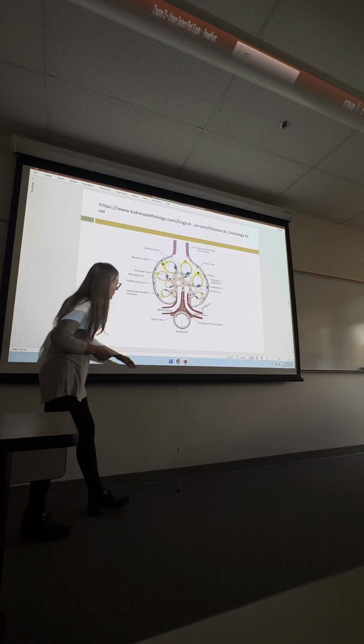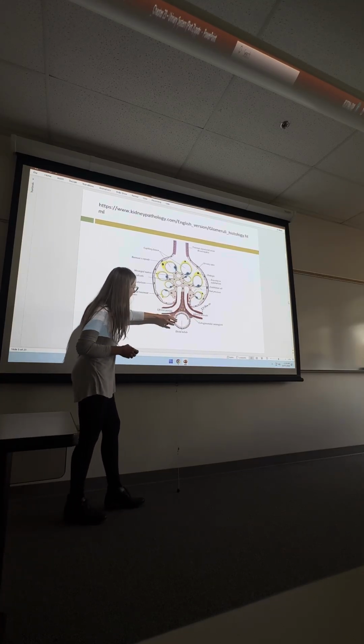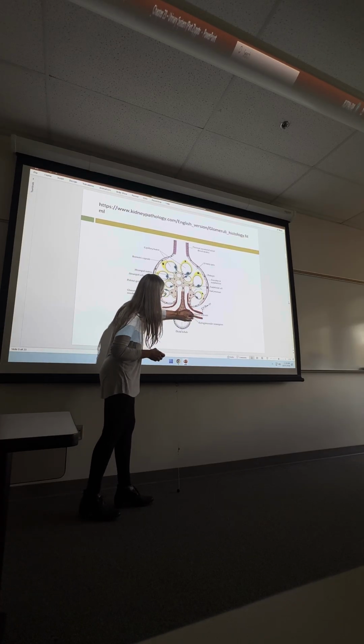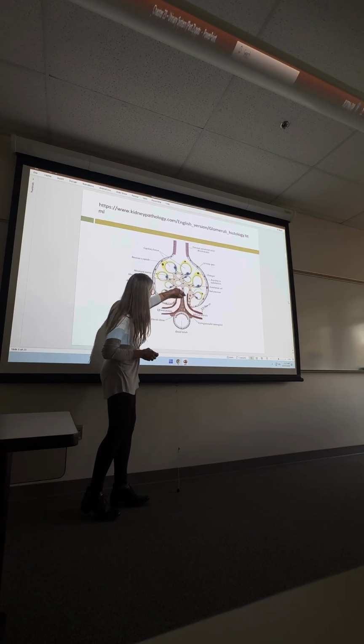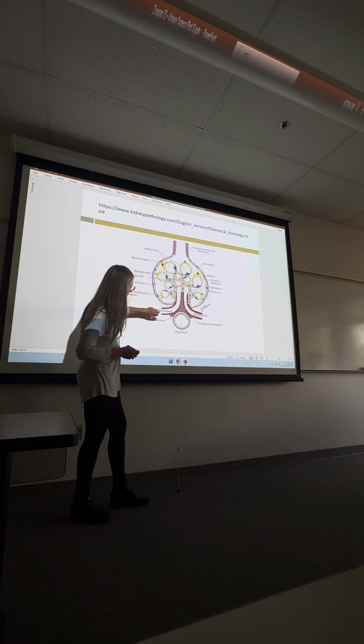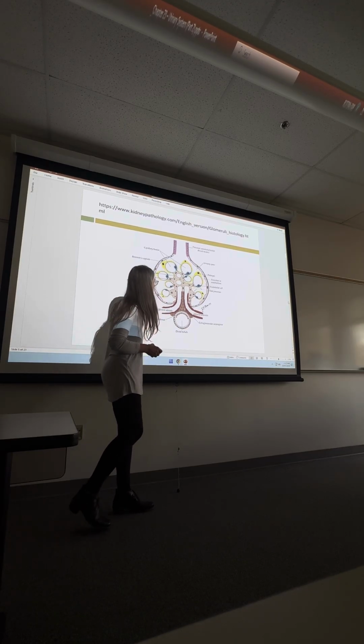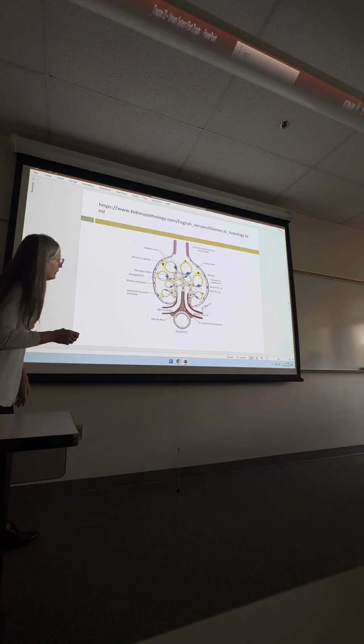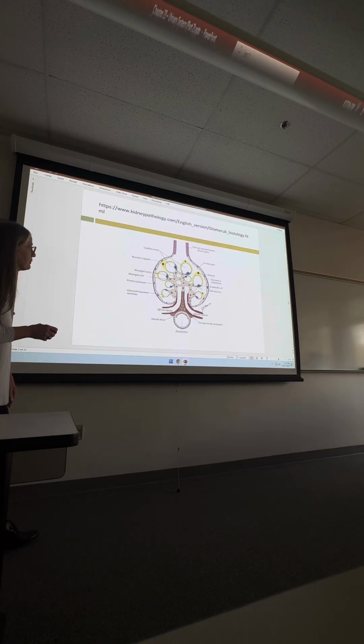We have an afferent arteriole coming in, we have an efferent arteriole leaving, and remember that our afferent arteriole has a larger diameter, feeding blood into this glomerulus, than the efferent arteriole does. That fluid that is created by the filtration process is then going to leave the capsule and head out through the proximal convoluted tubule.